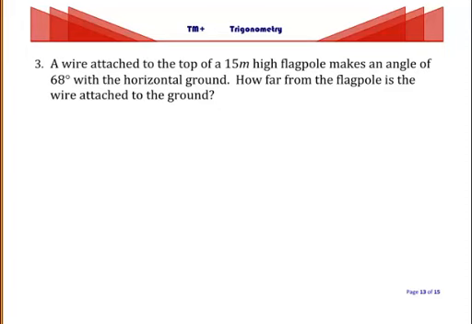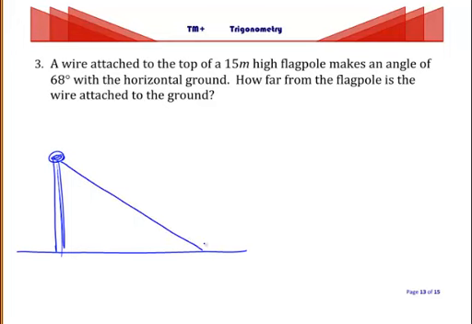Next, a wire attached to the top of a 15 metre high flagpole. Okay, so let's draw a picture. I haven't even read the rest of the question, just drawing my picture. Okay, so a wire attached to the top of a 15 metre high flagpole, so the flagpole is 15 metre high, makes an angle of 68 degrees of the horizontal. So that's 68 degrees. We're going to assume that that's a right angle. How far from the flagpole is a wire attached to the ground? So that's my X there, because the wire is attached to the ground here.